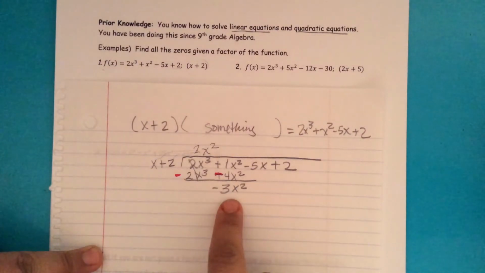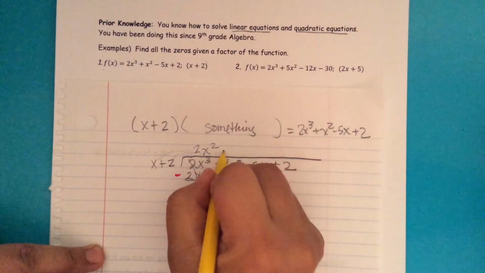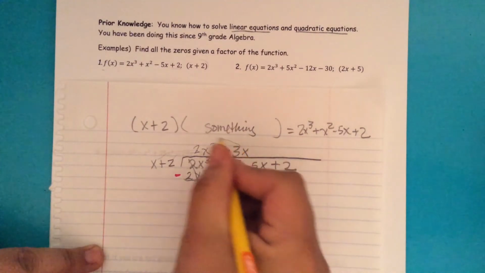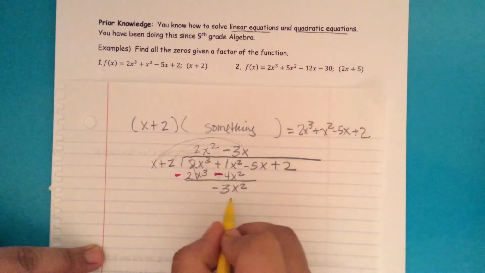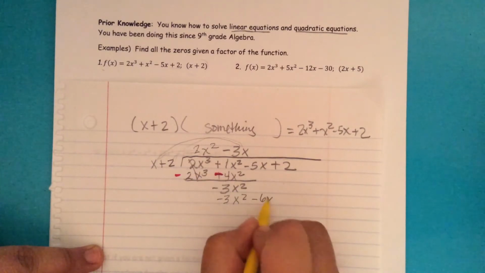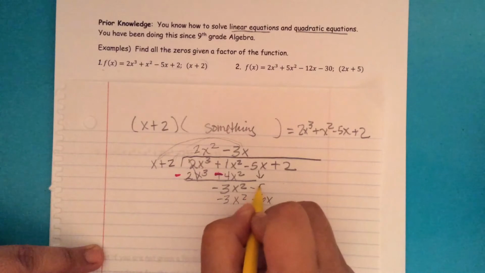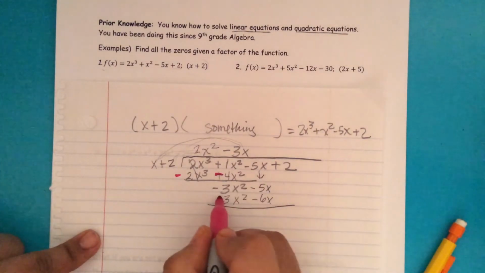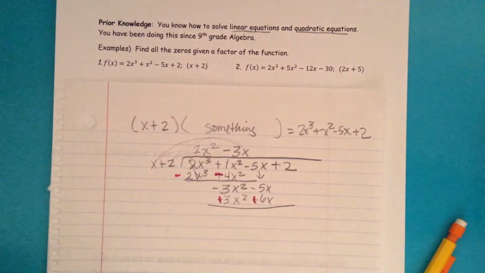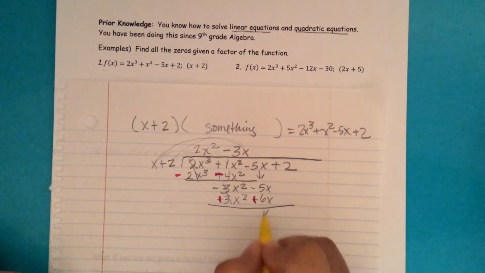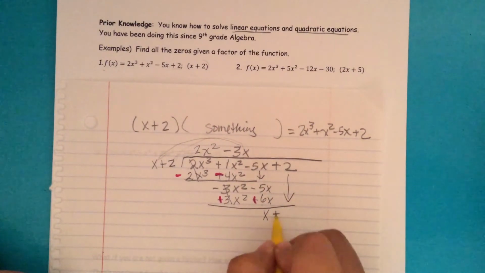So then x goes into negative 3x squared, negative 3x. So negative 3x, so now you have to multiply this with this and this. So that's going to be negative 3x squared, and then that's going to be a negative 6x. We have to bring this down, negative 5x. And then we have to change the sign of these. So now these cancel, and negative 5 plus 6 is just x, and then you bring this one down, plus 2.